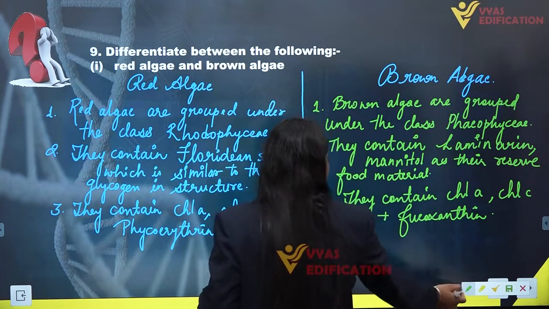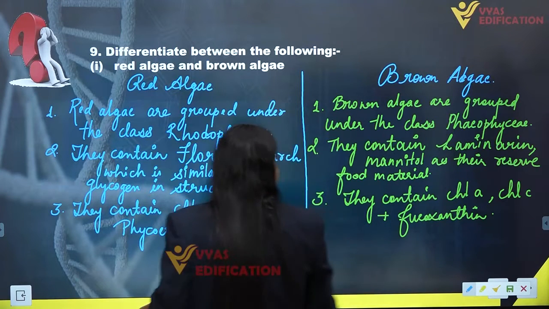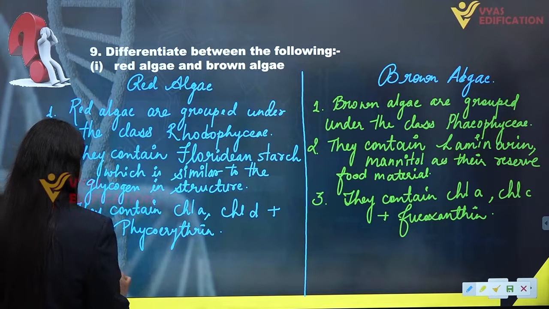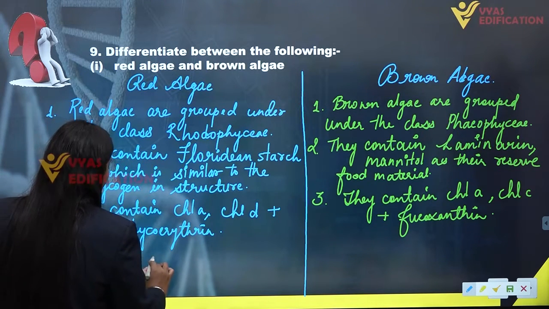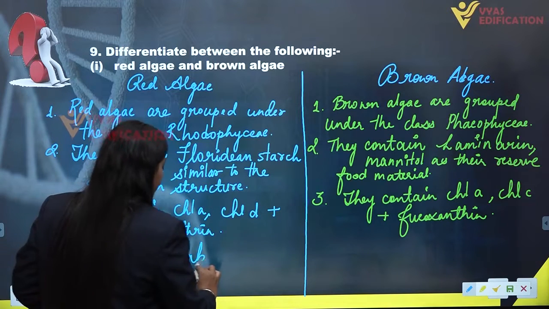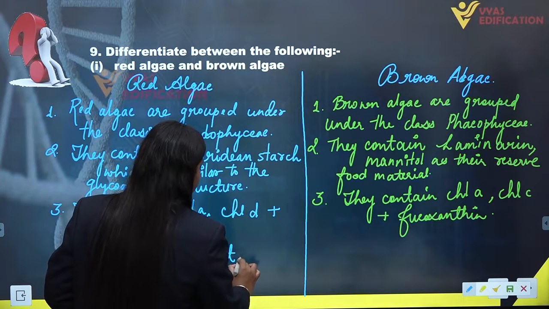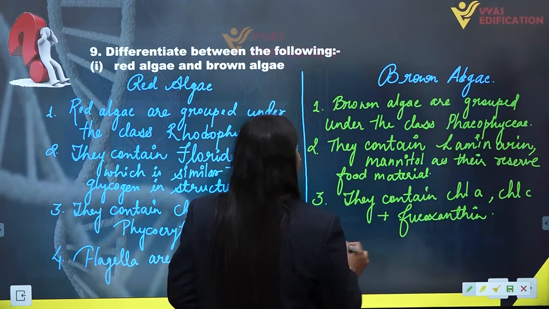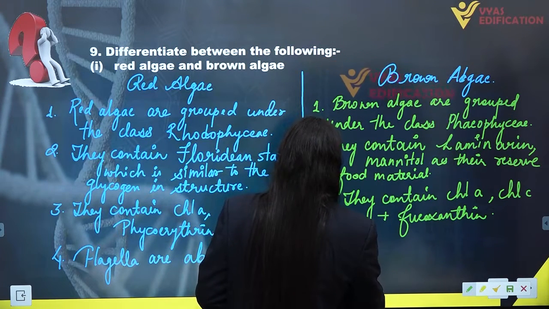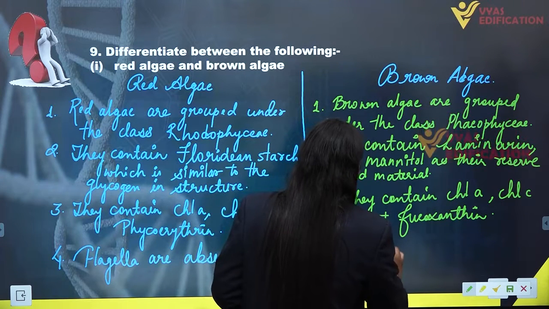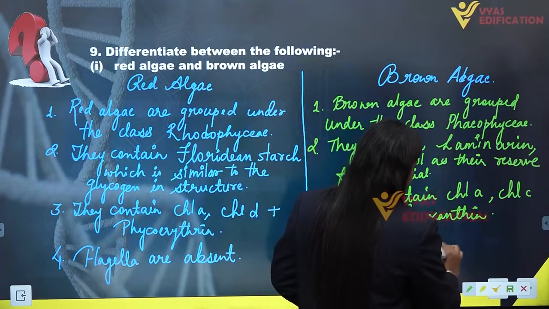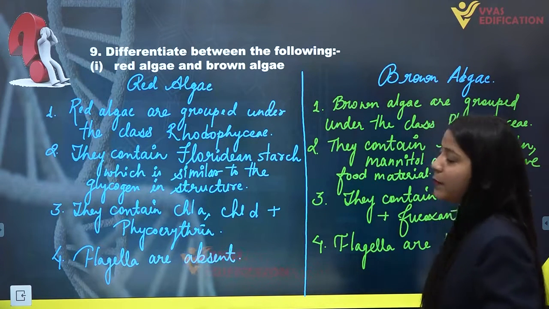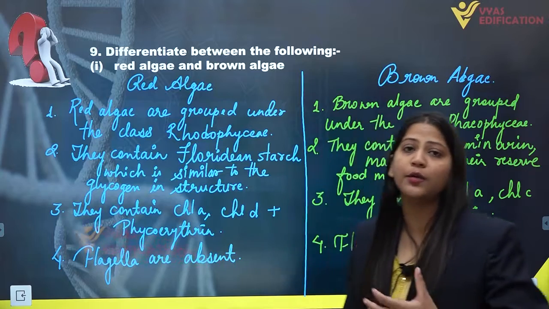If we talk about the flagella, then flagella are absent in the members of Rhodophyceae or in red algae. And if we talk about the brown algae, then flagella are present in them. Alright. So these are the basic differences between red algae and brown algae.